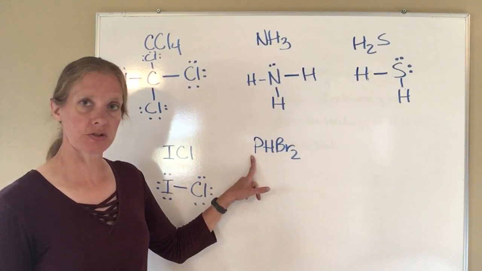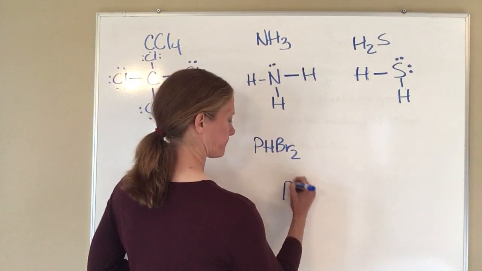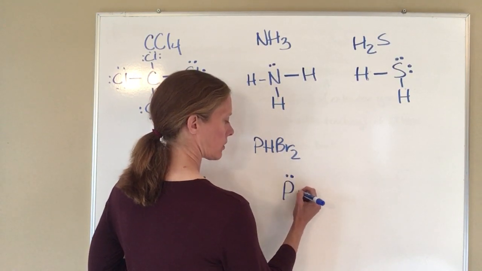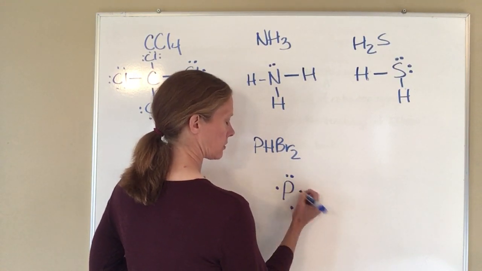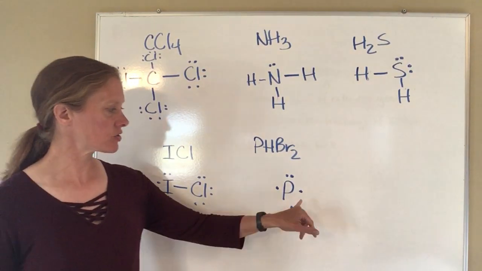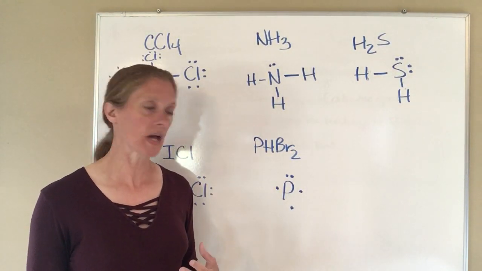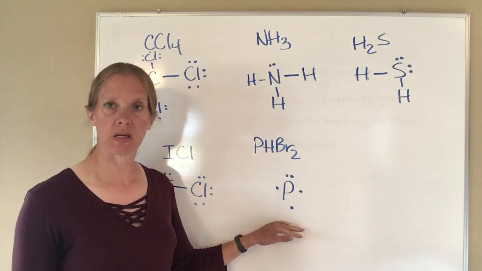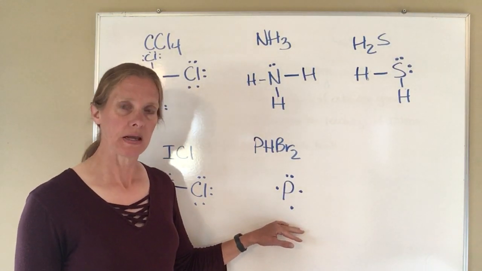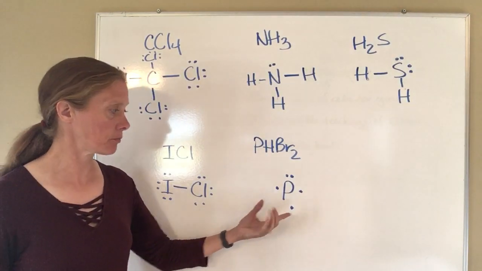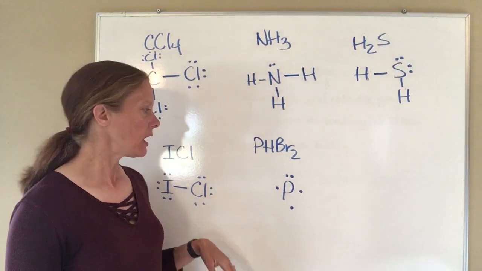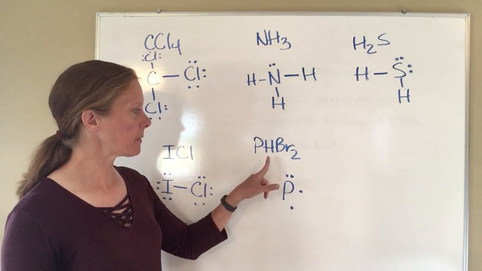The phosphorus, though, looks like this. The phosphorus has 1 lone pair and 3 single electrons. So since it has 5, it needs 3 more in order to obey the octet rule. So phosphorus is going to be the element that's in the middle. It has the most need for electrons. And so now we're going to take these and start pairing them up.